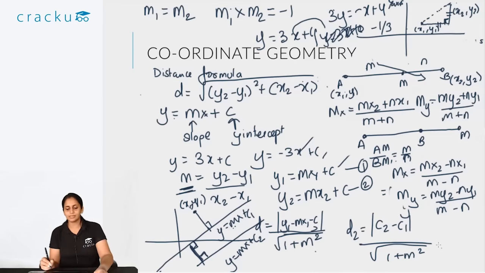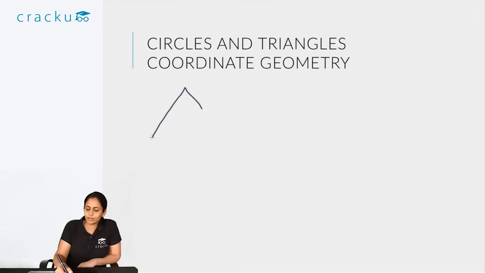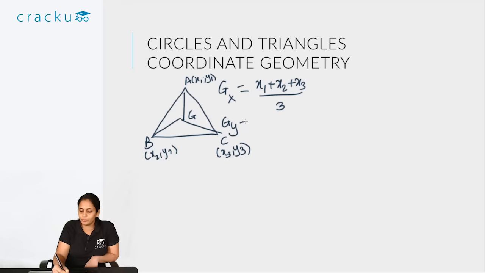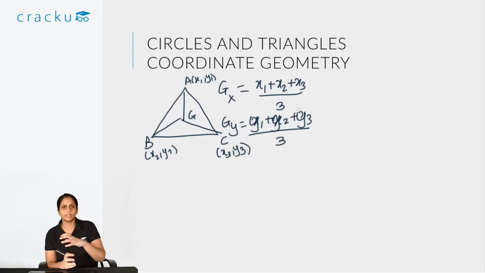Now we look at specific things that we have to remember in coordinate geometry that apply to triangles and circles. As I mentioned, the centroid is the point at which the medians of the triangle intersect, and I said that the centroid divides the triangle into three equal parts. There is an easy formula to calculate the x and y coordinates of the centroid as well. Suppose the coordinates of A, B and C are (x1, y1), (x2, y2) and (x3, y3). Then the x coordinate of the centroid will be (x1 + x2 + x3) divided by 3, and the y coordinate would be (y1 + y2 + y3) divided by 3. So essentially it is the arithmetic mean of the x coordinates and the arithmetic mean of the y coordinates.